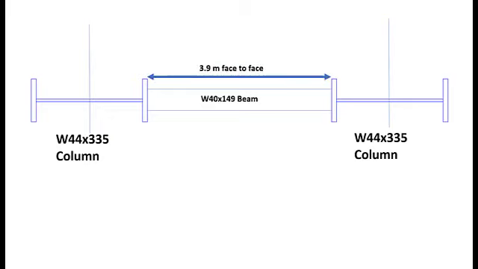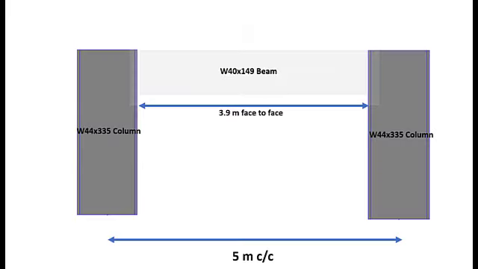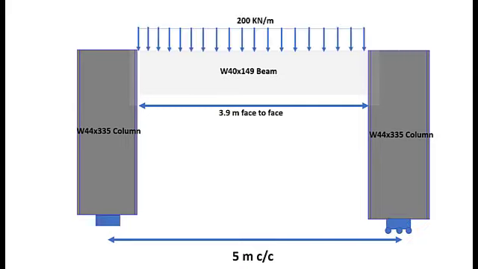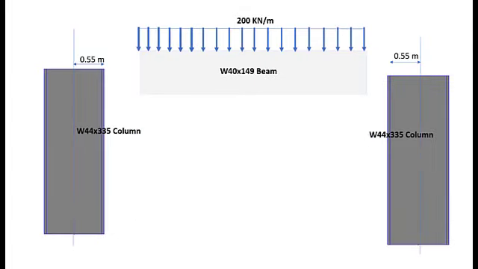Again, you can see that the face-to-face distance between the flanges of the columns between which the beam spans is 3.9 meters, while the center-to-center distance is 5 meters. And now to the final aspect of the problem statement. The beam carries a load of 200 kilonewton per meter on it. So how do we expect this frame to behave with our knowledge of structural analysis in field conditions?